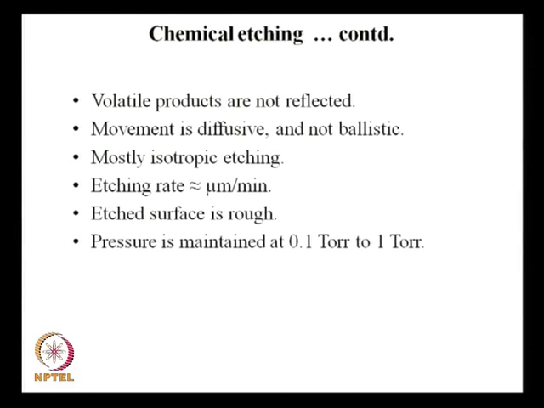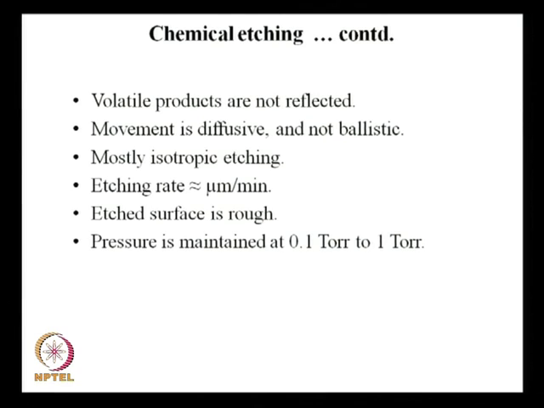The other points that need to be noted here: volatile products here are not reflected. I pointed out this, it is not like ions which have an angle of inclination and a reflection. Movement is diffusive and not ballistic. So, mostly isotropic etching will result. Etching rate is micrometer per minute. However, the etched surface is rough, that is what the people who are practicing it said. Pressure is maintained at 0.1 torr to 1 torr.